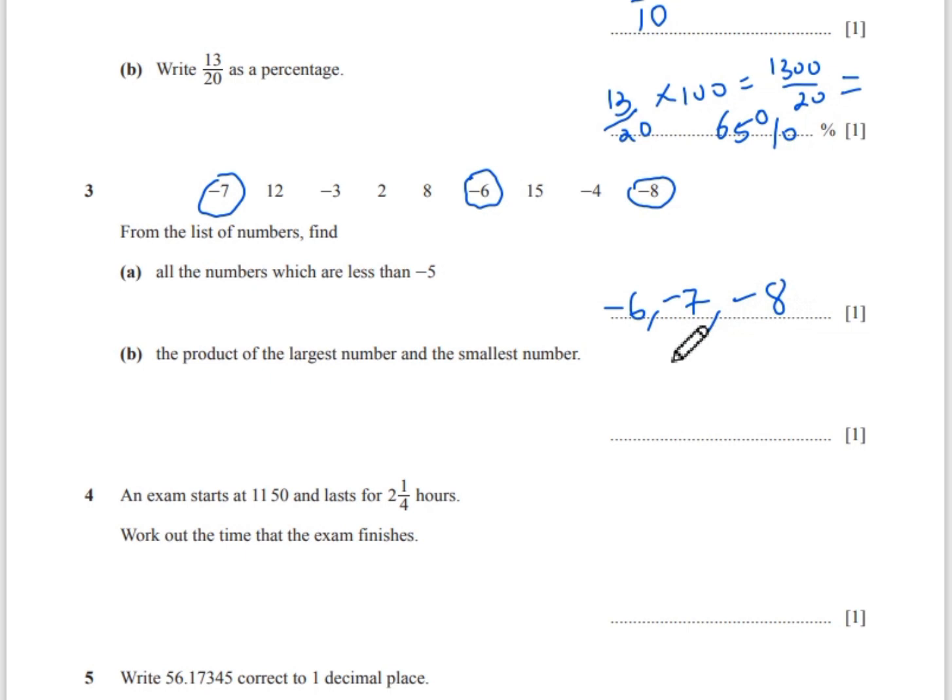Then B, the product of the largest number and the smallest number. Product means we are multiplying. The largest number here is 15, multiplied by -8, which is the smallest number here. So 15 multiplied by -8 gives us -120.